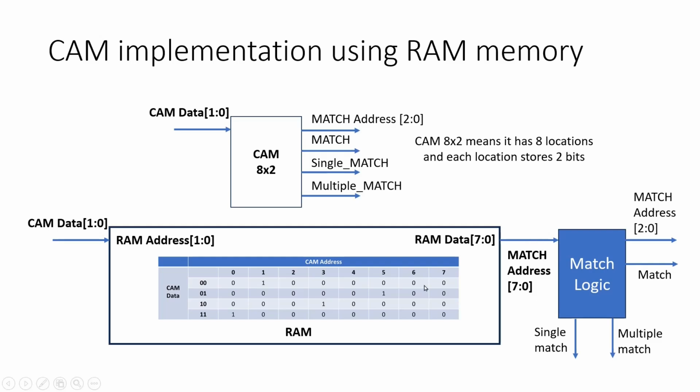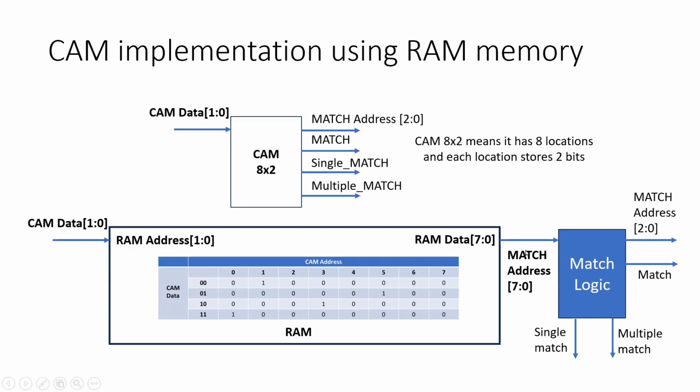So this match address will appear at the output of the RAM memory. And what does it indicate? It indicates that this data 10 is written at the third location of CAM memory. But friend, there is a slight problem. And the problem is the output of CAM memory, the match address, is only 3 bits. Here we are getting the match address as 8 bits. But these 8 bits are enough to tell us that 10 is written at third address.